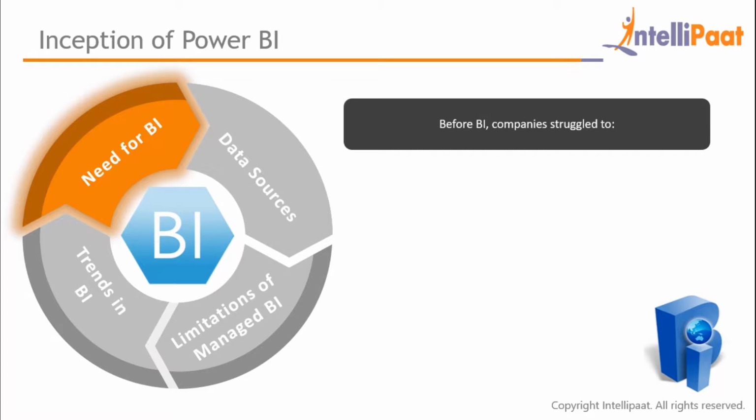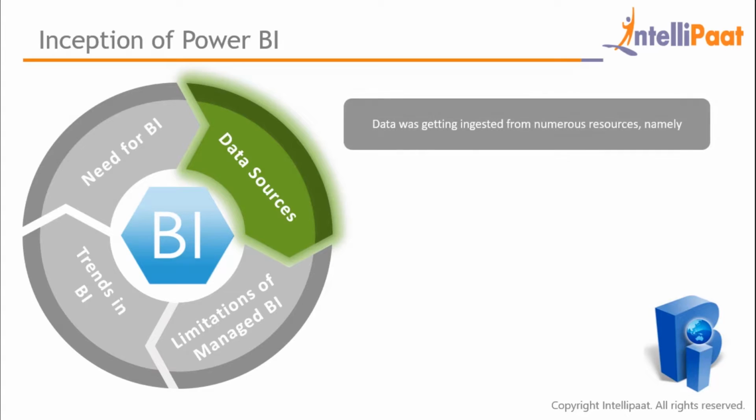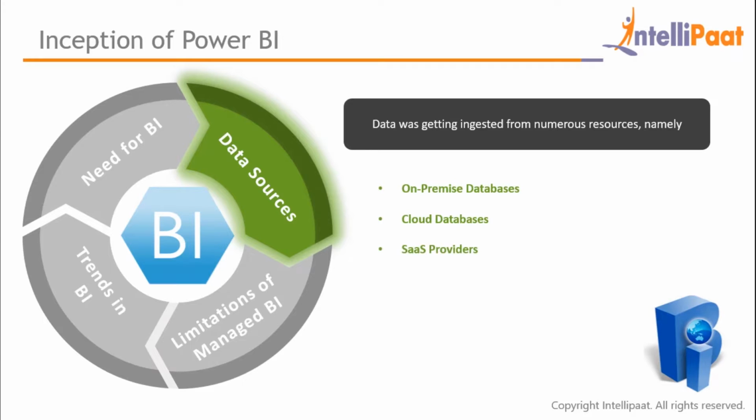Before BI, companies faced great difficulties while conducting their business operations and reporting, analyzing, and collaborating with each other to make the most out of their data sources. Data was getting ingested from multiple sources, including on-premise databases, cloud databases, SaaS providers, and other files. And companies were not able to process all of this information as a whole. This led to certain limitations.